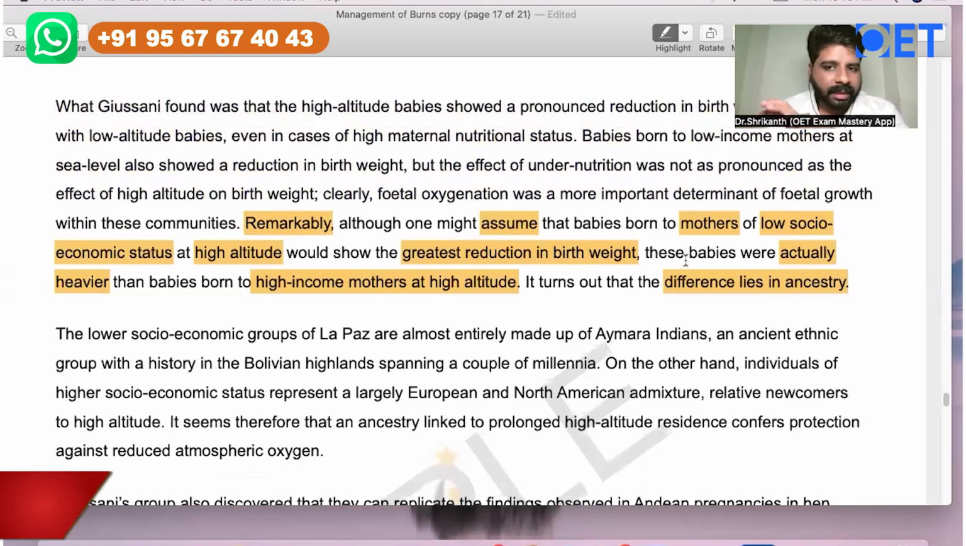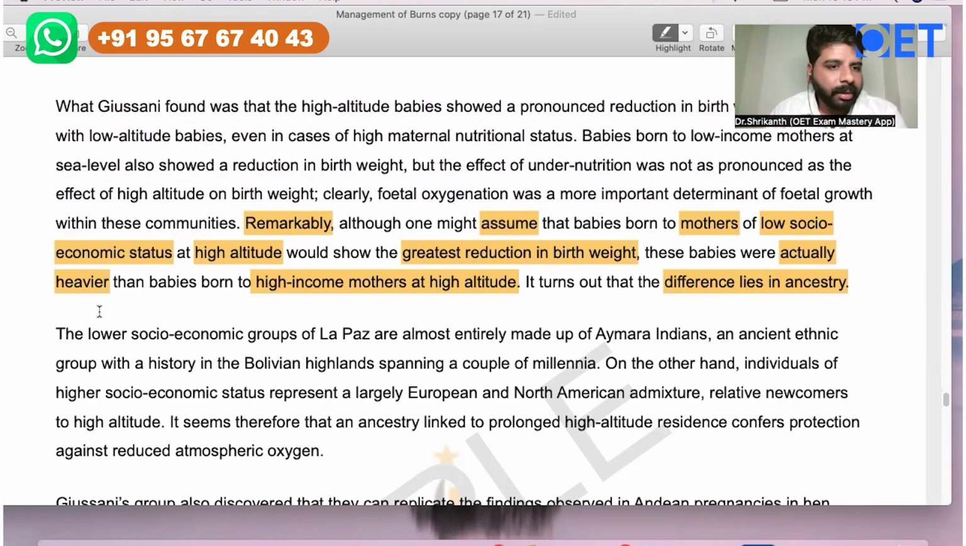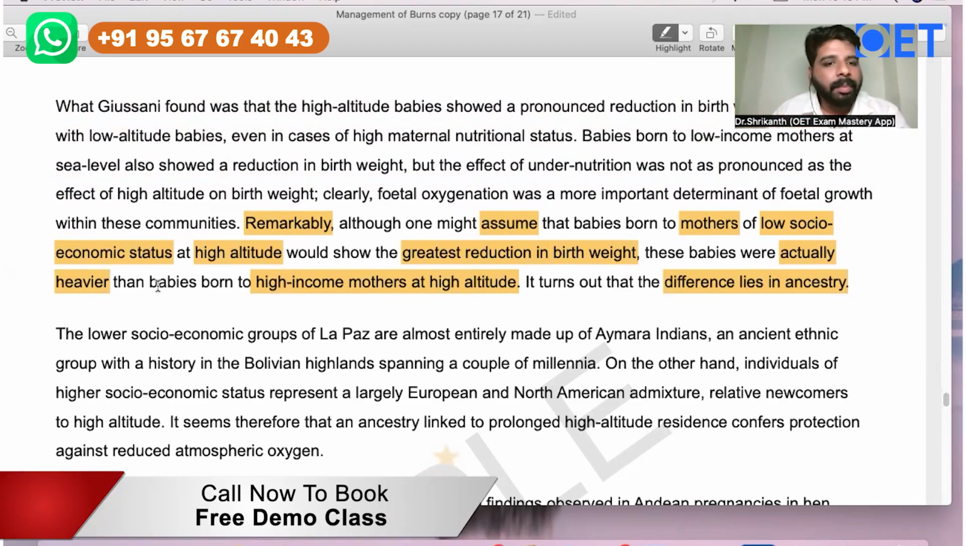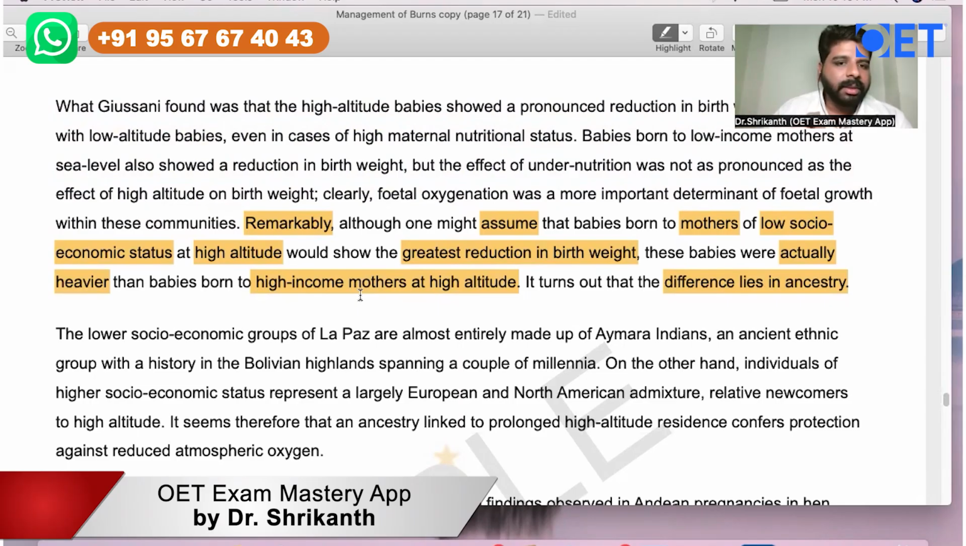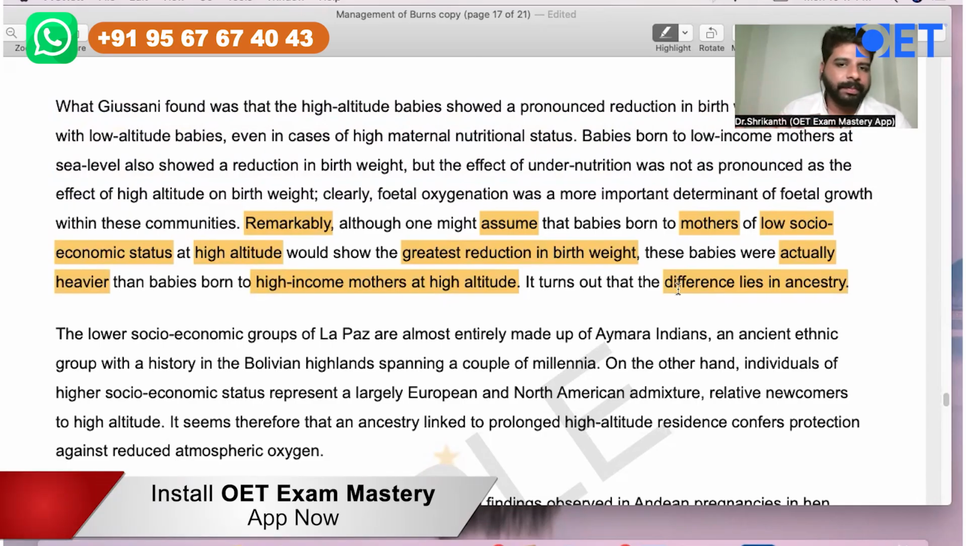Now what is the paragraph saying? These babies were actually heavier, but poor people in high altitude, those babies were basically heavier. The birth weight was much heavier than babies born to high income mothers at high altitude. So poor people, rich people. Poor people's babies were basically heavier than rich people's babies at high altitude. This is the assumption that was proven wrong. It turns out the difference lies in ancestry, so genetics. That is where the answer is.